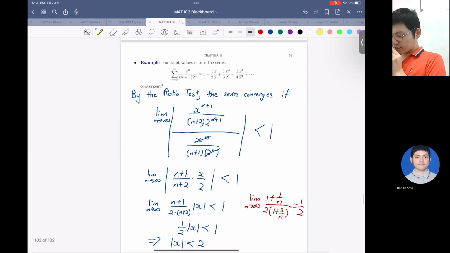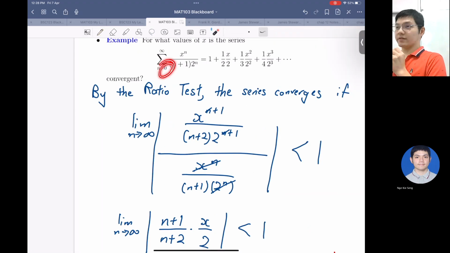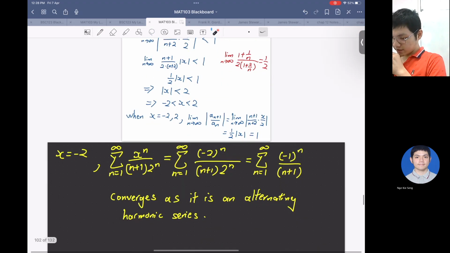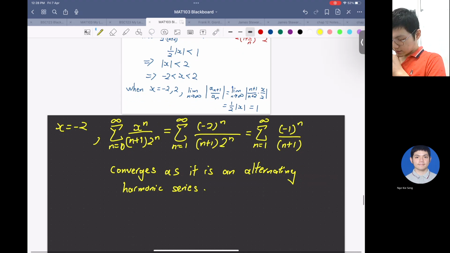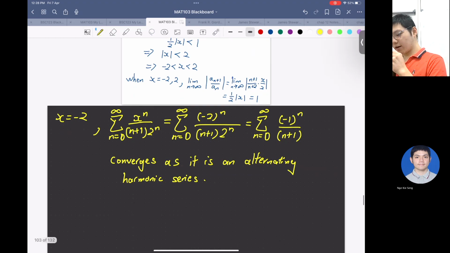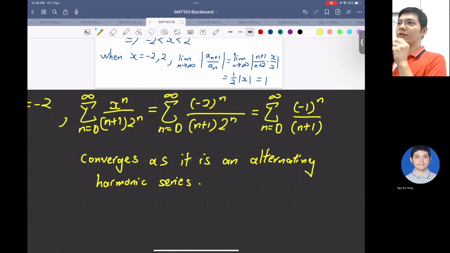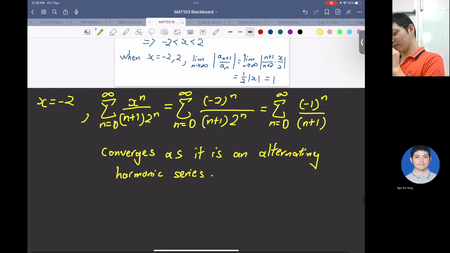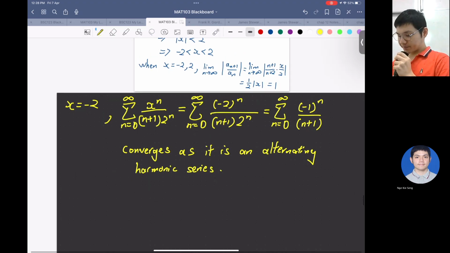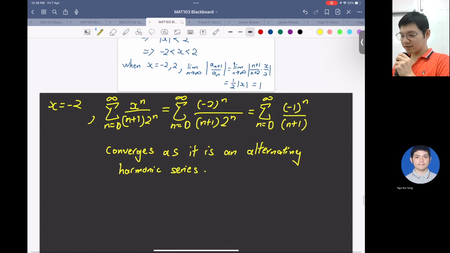Let me check something. Here the series starts from 0, right? So we should start from 0 as well. Then really we start with the alternating harmonic series. Otherwise, we start with the wrong first term. It doesn't matter for the convergence, but for this question, it matters. Any objection?